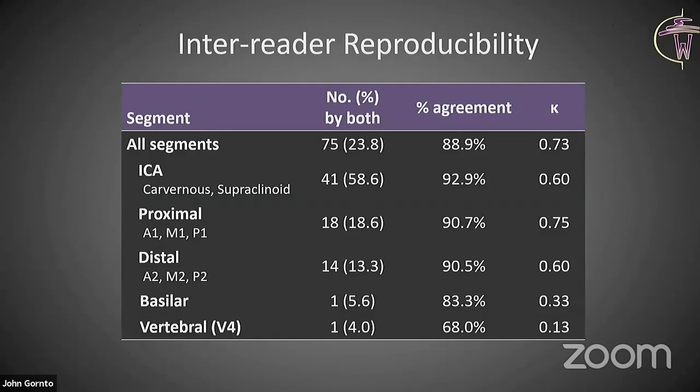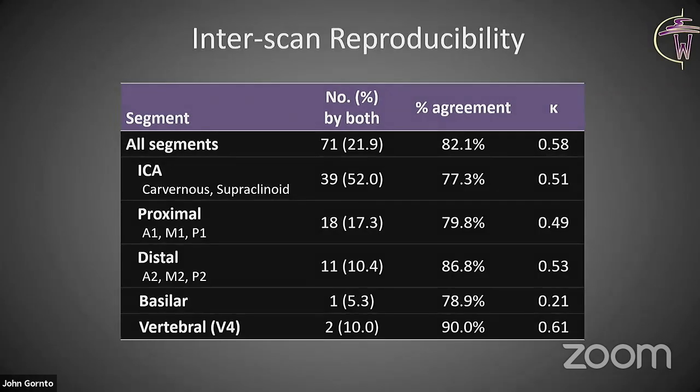And what we found is that we got moderate to good agreement in all categories for inter-reader reproducibility, with agreements ranging for most arteries in the 80 to 90%. The main exceptions were the posterior circulation, and that was mainly because we had very few atherosclerotic plaques involving those arteries. So it was a very limited group that we looked at there. In addition, for interscan reproducibility, similarly, we got moderate agreement in most categories, with the exception of the posterior circulation, which was a little more limited.